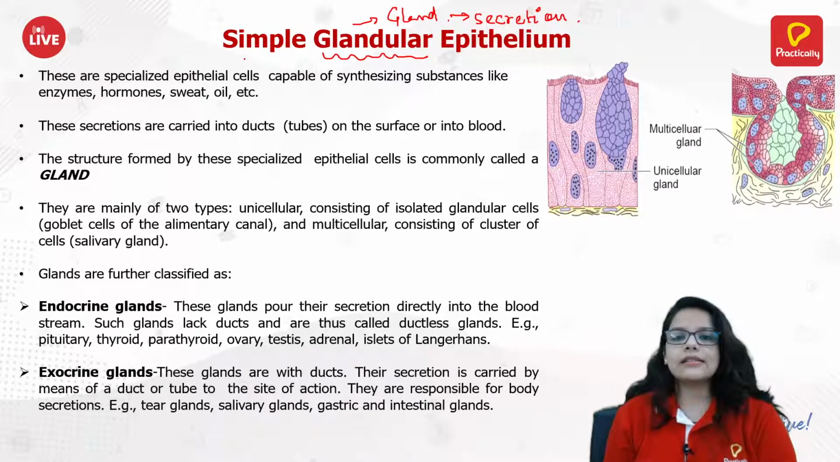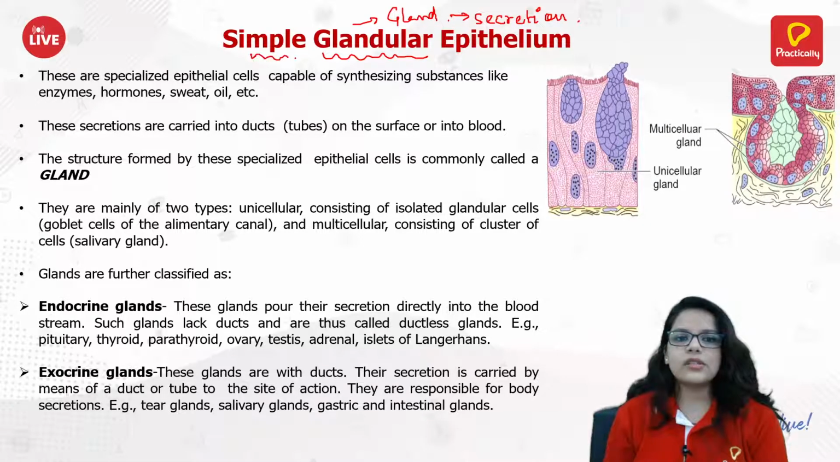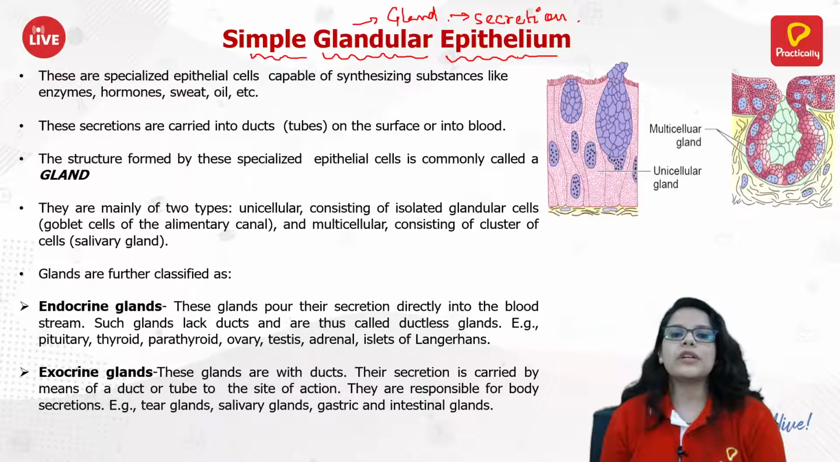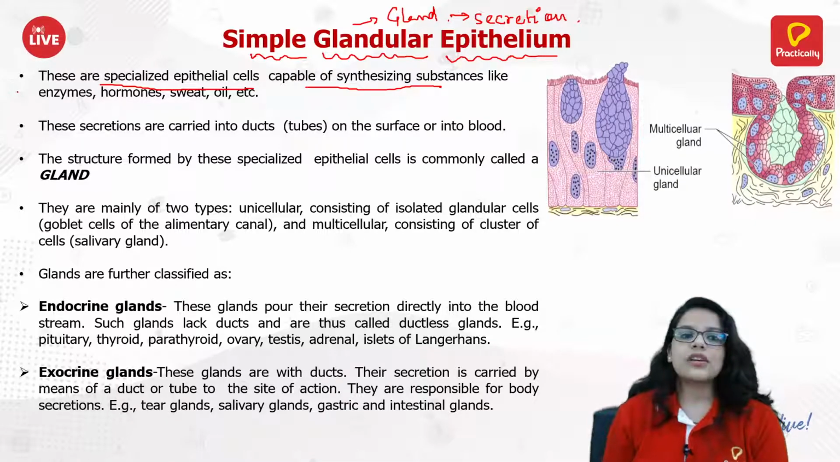Okay, and these cells form the tissues. Simple glandular epithelium are the tissues which are present in the glands, which make up the glands. So these are specialized epithelial cells capable of synthesizing substances such as enzymes, hormones, sweat, oil, etc.